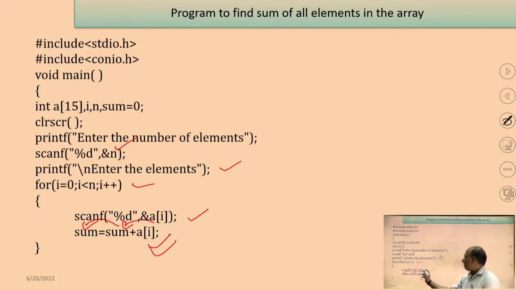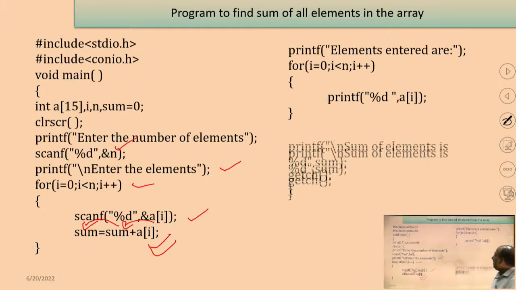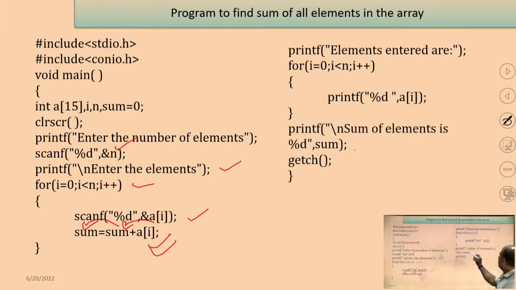This way each element will be input and added to the sum variable. Whenever the loop is completed, sum has the summation of all the elements of the array that may be printed. The elements of the array and its sum are printed outside the loop by writing this printf function. Okay, we can find the sum of the elements of the array like this.